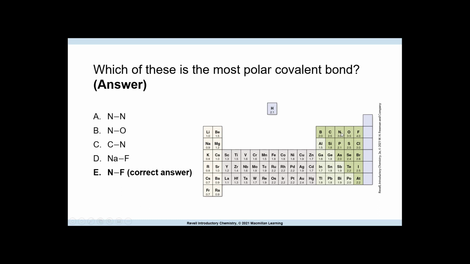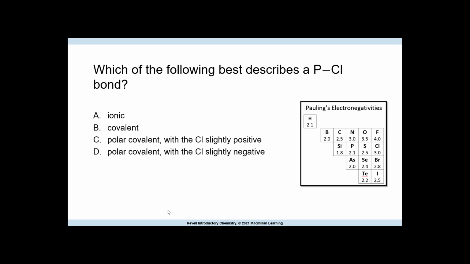Let's see. Nitrogen and fluorine. Yeah, that's a 1. That's a 1, but why is this one? I have to say, hold on a second. Which of these is the most, oh, you know what? Sorry, this is a sodium, this is a metal and a non-metal. This is an ionic bond. Remember, anything above 2 is an ionic bond. See, even I forget at times. So yes, it's E. N is attached to F.